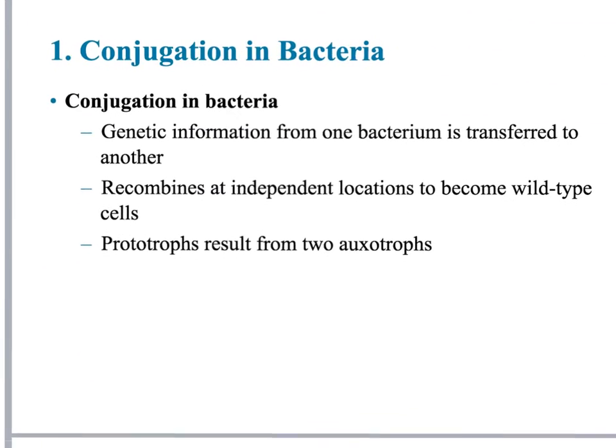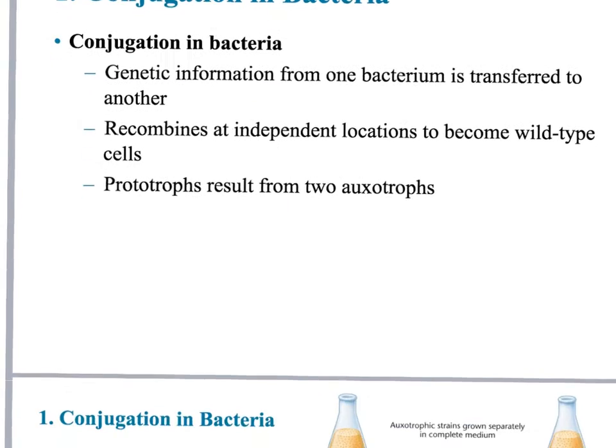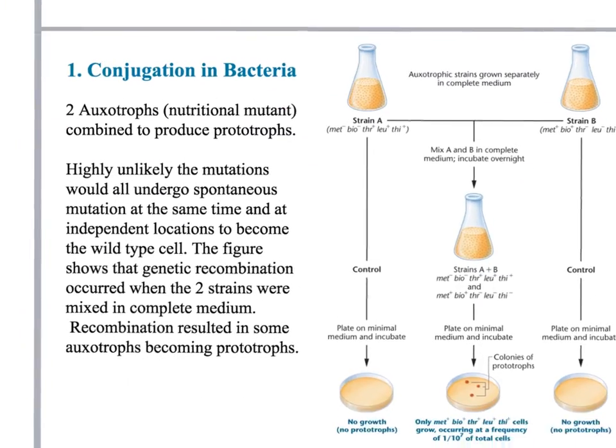So conjugation is when genetic information from one bacterium is transferred to another, and they recombine at independent locations in order to become a wild type cell, the more common cell. When we have conjugation in bacteria, we can get prototrophs to result from two auxotrophs, and we'll see a little example of that right here.